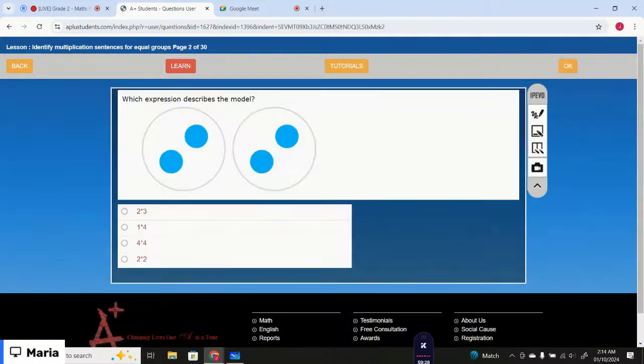Which expression describes the model? Which is the correct option? Which option is the correct one? That is option number 1. 2 times 3 is the correct option.